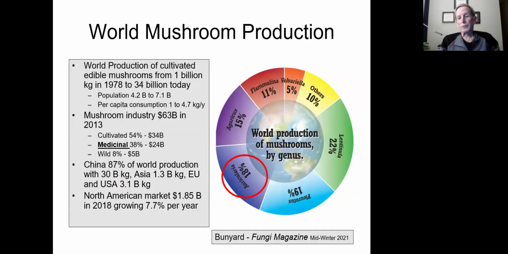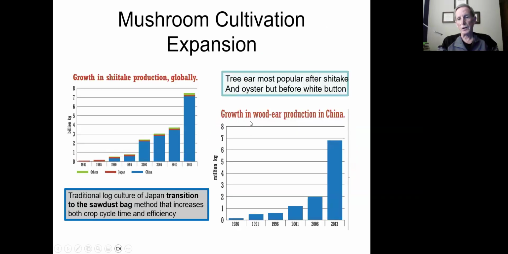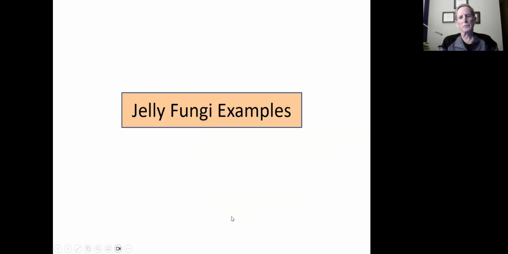So the importance of mushroom production: the one that's circled, 18% of the world's cultivated mushrooms are tree ear. And so the mushroom industry is now pretty huge. Right here on the right is the wood ear production in China and how it's grown over the last 20 years. So this is really an important aspect of modern life. So, jelly fungi examples.